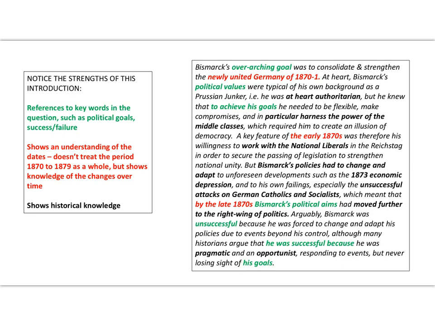And then in bold black, notice how there is real historical knowledge, including key words: the word authoritarian, reference to the middle classes, the National Liberals, the 1873 economic depression, the attacks on Catholics, the attacks on socialists, the move to the right wing, and the keywords pragmatic and opportunist. It's littered with knowledge, and yet that is not an excessively long introduction. Remember, you've got about 6.5 minutes to write your introduction. You should be able to write that well within 6.5 minutes.